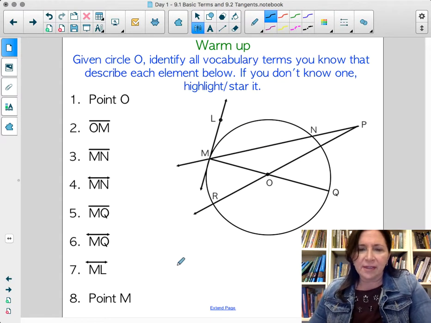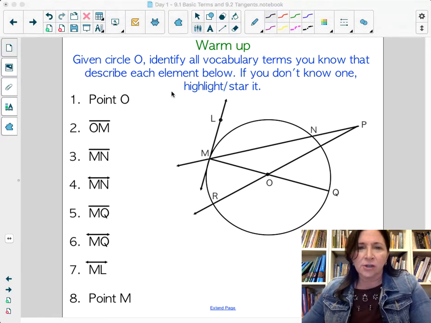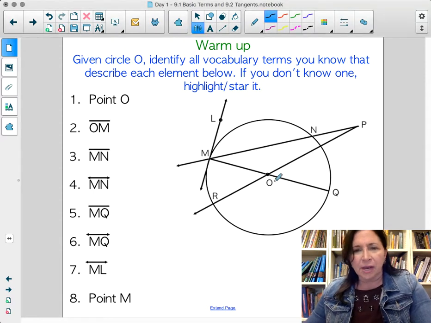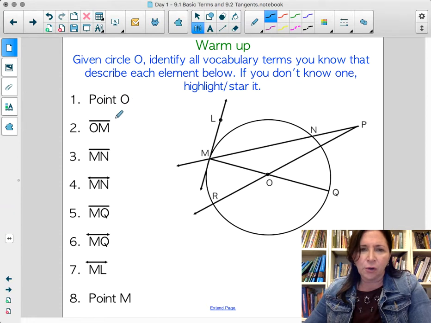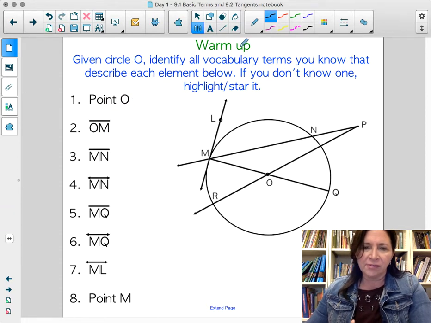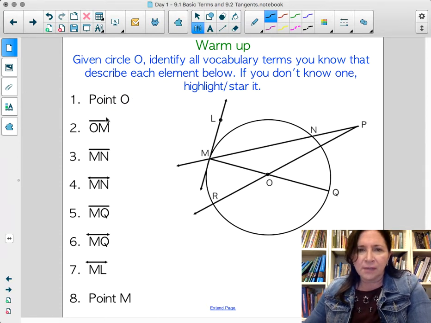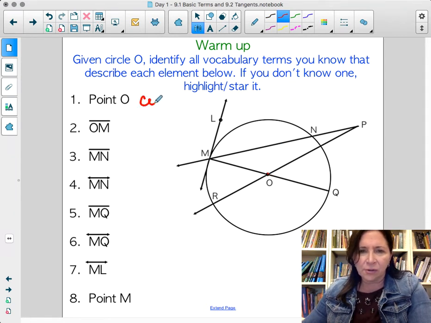So the first thing that we are going to do is a little bit of a warm-up and review of what we know about circles already. Given this picture, we're going to say what point O and all of the rest of these values are. So point O, which is right here, that's the center of our circle.